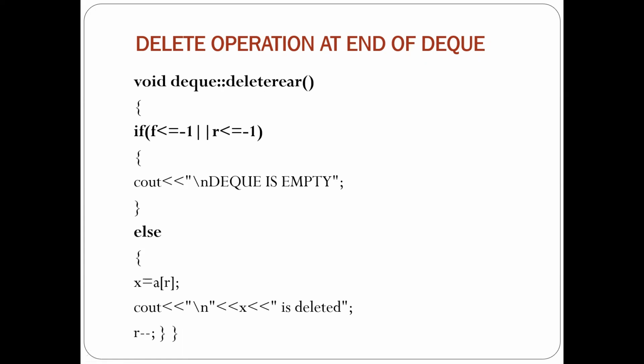So this is very important. After deleting the element from the rear end, we have to decrement that rear end. That is R-- we have to do here.